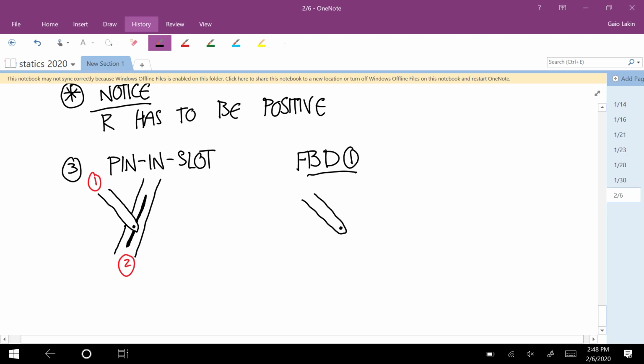is perpendicular to that slot. Like if this is the direction of that slot, then these are at 90 degrees. But if I try to translate it along the slot, it translates freely. If I try to rotate it, it rotates freely. So that's all there is. Again, I'll call this R.